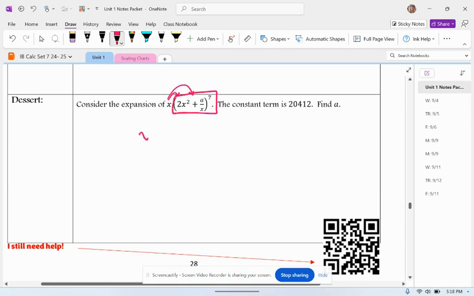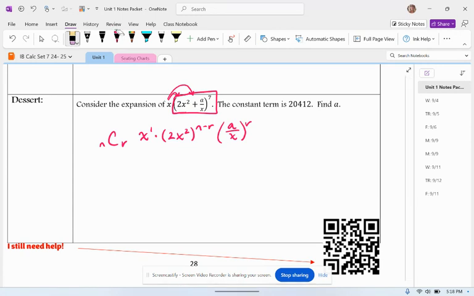So that just means I'm going to have an x out here that's going to raise the power of everything by 1, times 2x squared to the n minus r, and then times a over x to the r, and this would generate our coefficient out front. So right now all we're considering is how to find the constant term.